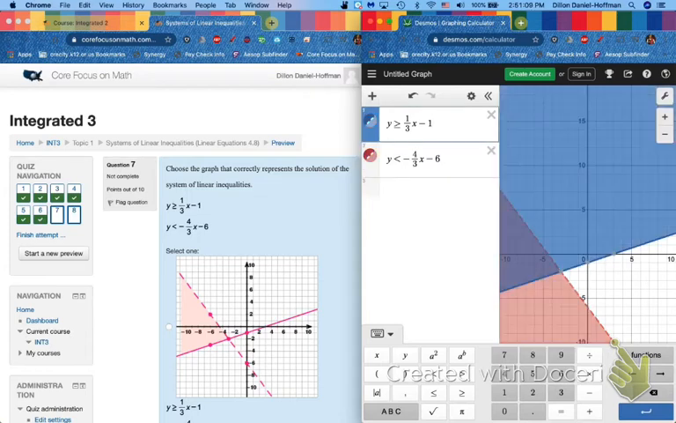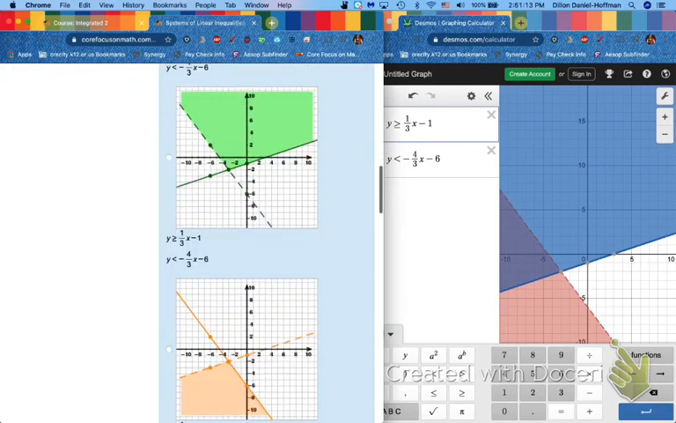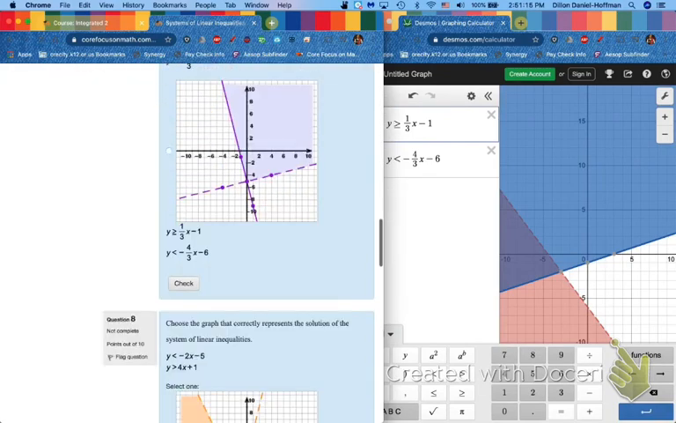Yeah, that one's on the left. Oh, right there.